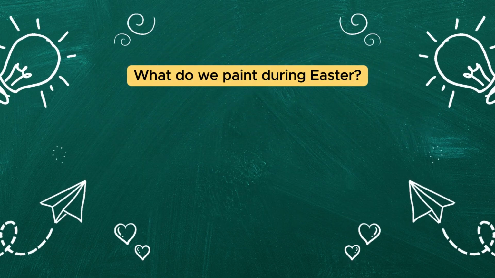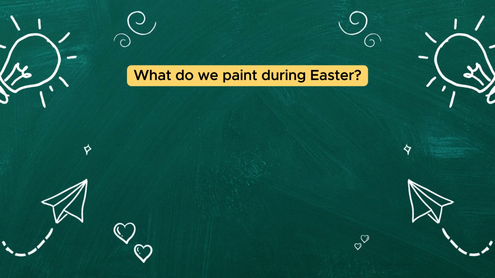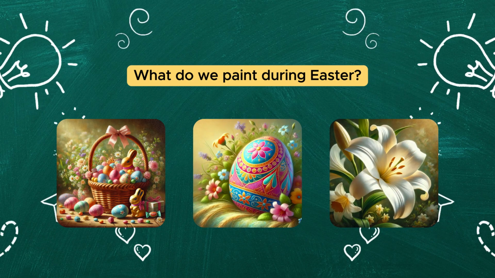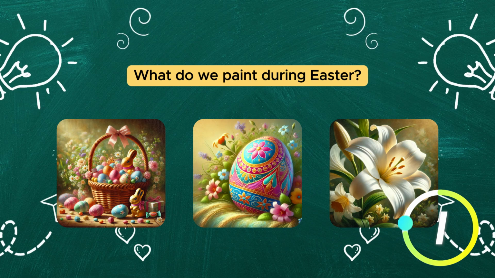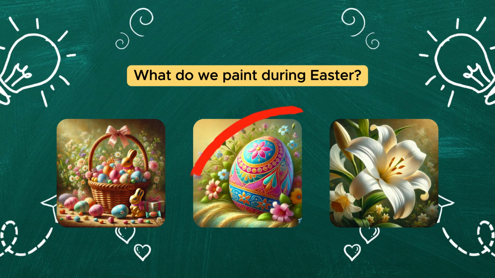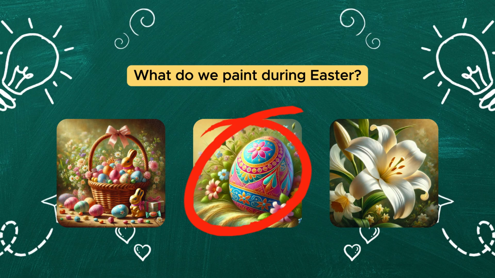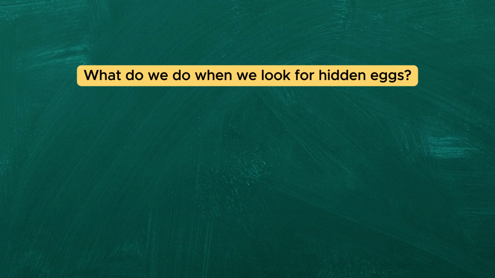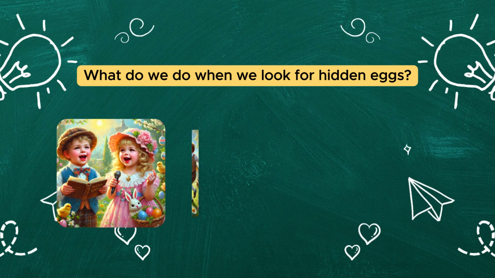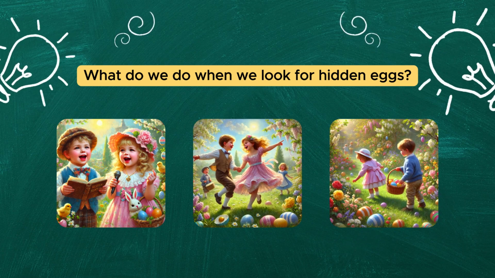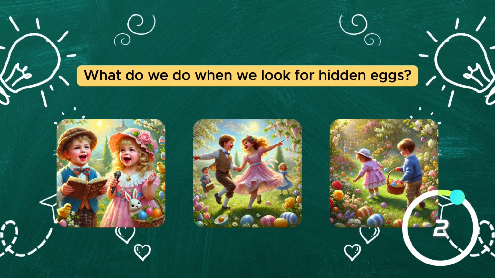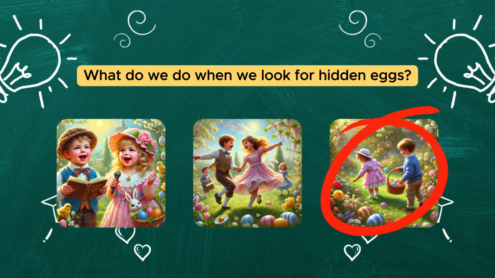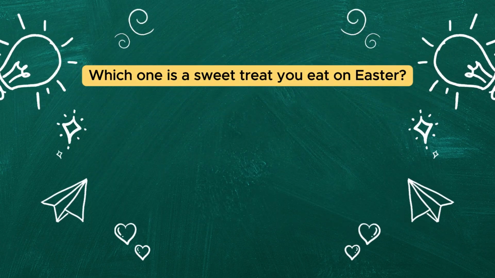Question 2. What do we paint during Easter? Is it a basket, an Easter egg, or a flower? That's right, it's an Easter egg. Question 3. What do we do when we look for hidden eggs? Do we sing, dance, or go on an egg hunt? That's right, we hunt for eggs.